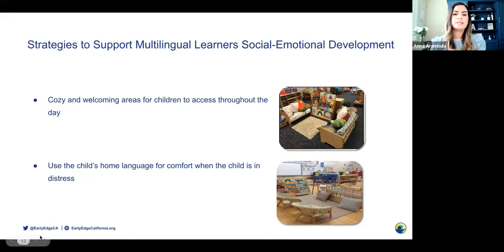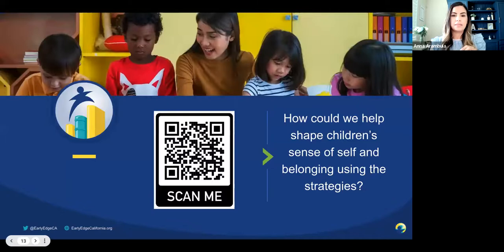Now we're going to try a different activity using Mentimeter. We'll see if it works, great. If not, we'll use the chat box. If you can scan this QR code or simply click on the link that Trish put in the chat, it's going to take you to this Mentimeter. What I would like for you to do for this activity is think about how we could help shape children's sense of self and belonging using the strategies I just shared with you, or maybe you can share some strategies that you have shared with students in your courses in the past.